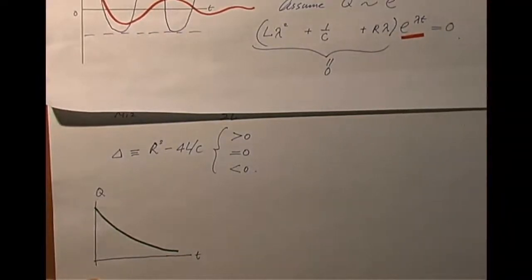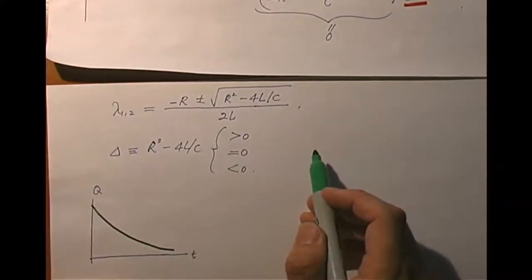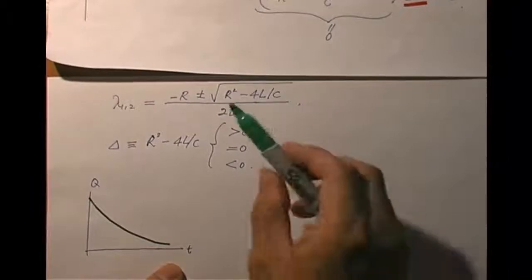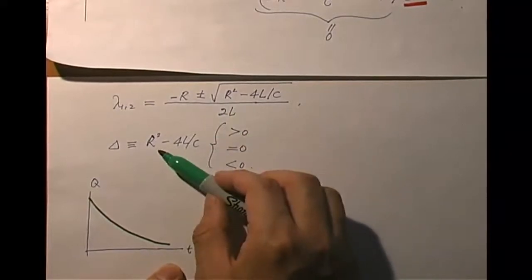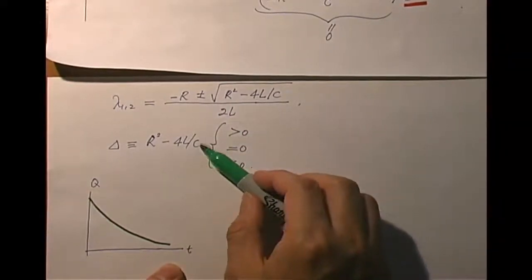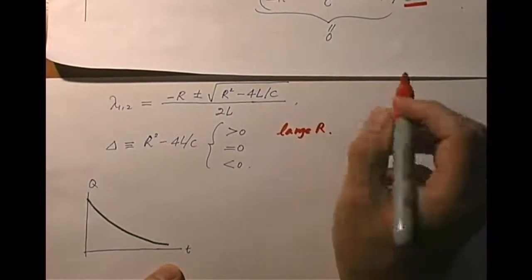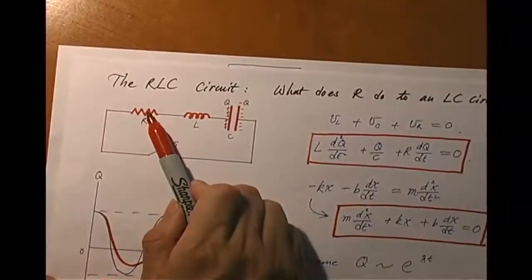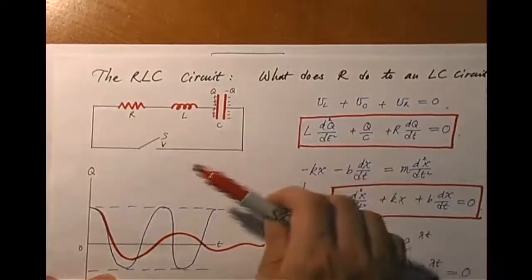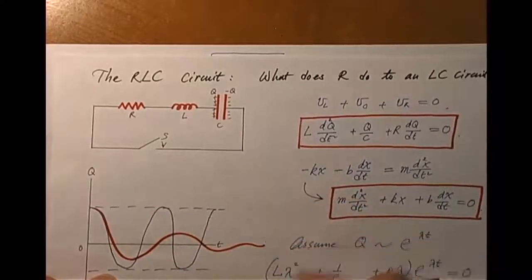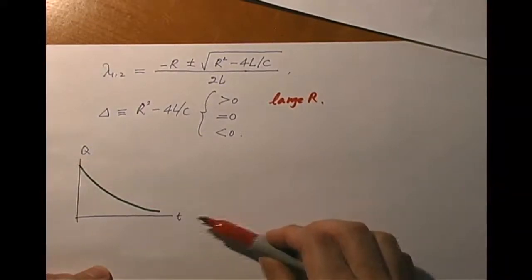Does that surprise you? Well, it might be surprising, but really, if you come to think of it, it may not be that surprising, because after all, this is when the discriminant is greater than 0, and that only happens when r is large enough, right? R has to be greater than the square root of 4L over C. So you have large R. That means large resistance. The resistance is so large that so much energy is dissipated into heat as the current starts to flow, then there is no chance for oscillation to sustain. So it just simply drops monotonically to zero, all right? Q just drops monotonically to zero. There's no oscillation.